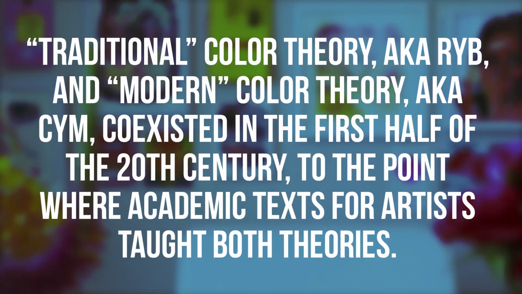CMY came out in the early 20th century, but we in the 21st century still predominantly use RYB. So why the heck didn't those colors catch on earlier? The answer is kinda hilarious, but mostly really freaking maddening. Basically, traditional color theory, aka RYB, and modern color theory, aka CMY, coexisted in the first half of the 20th century, to the point where academic texts for artists taught both theories. Long ago, the two primaries lived together in harmony, but then everything changed when Johannes Itten attacked.